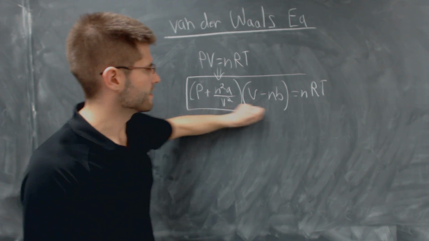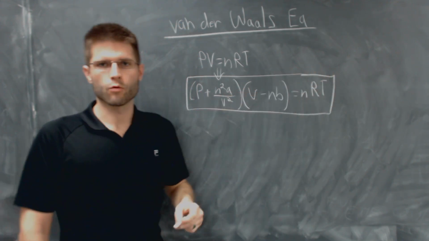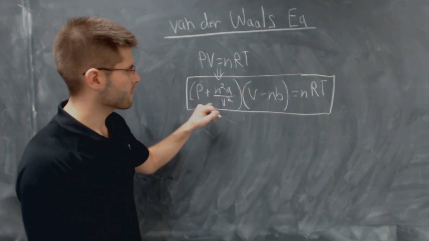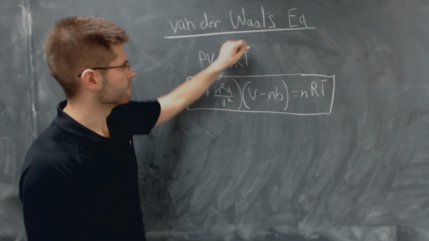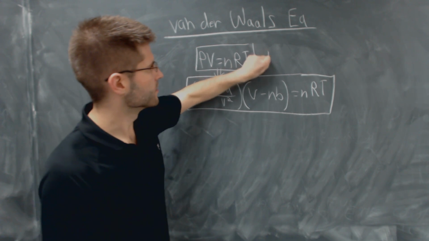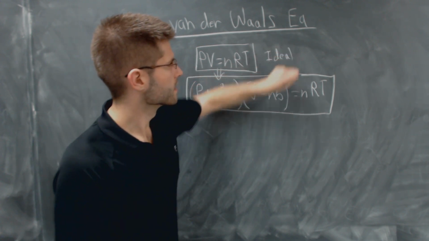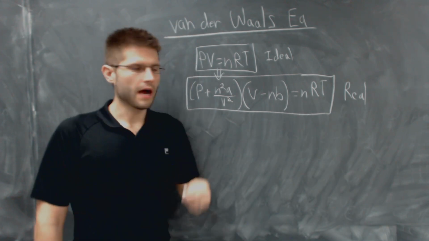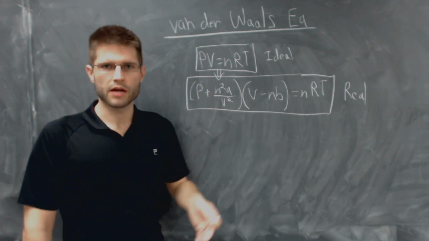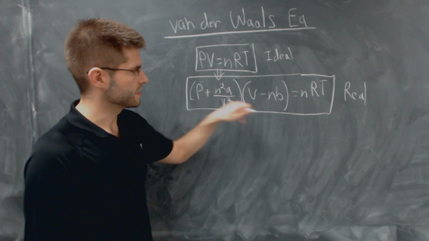This equation right here is our new van der Waals equation. So this is how we're going to treat real gases. And this equation up here is our ideal gas. So this is ideal. This is real. Both of them identify, and we can calculate pressure from both of them. This one's slightly more difficult.